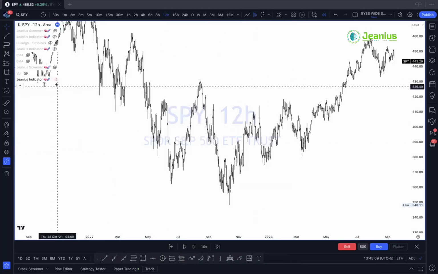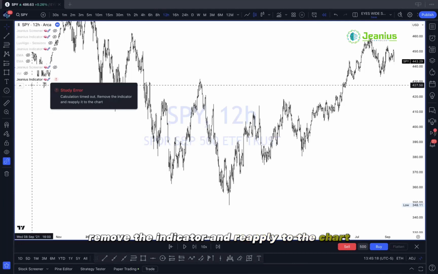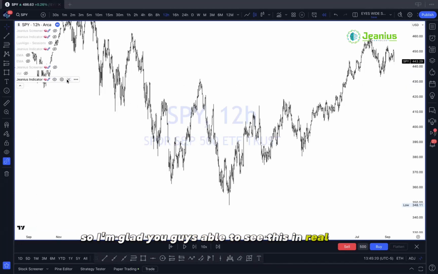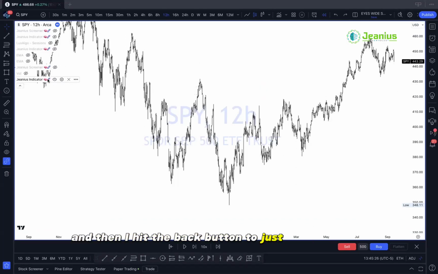Okay, so I'm glad that this popped up. This is that error thing that I was telling you about. This error message was saying to remove the indicator and reapply it to the chart. So I'm glad you guys are able to see this in real time. What I like to do is just remove it like this, and then I hit the back button to just add it back on. That'll give you your quick reset.